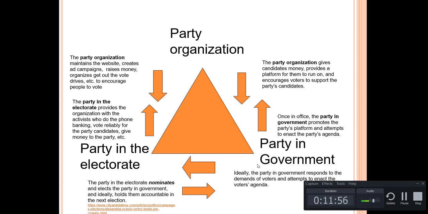The party in government gets a lot of money from the party organization. They also get to use that label as a way of appealing to voters. And then in turn, they're expected to promote the party's platform and to try to get done what the party platform says they should get done, whether it's protecting the environment on the Democratic side or cutting taxes or cutting government regulation on business on the Republican Party side.